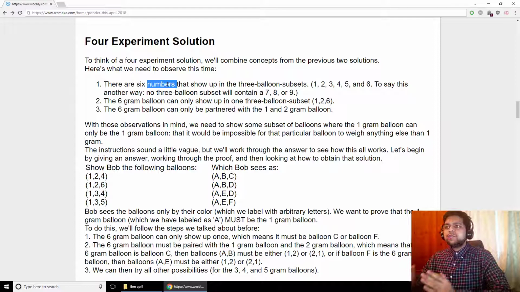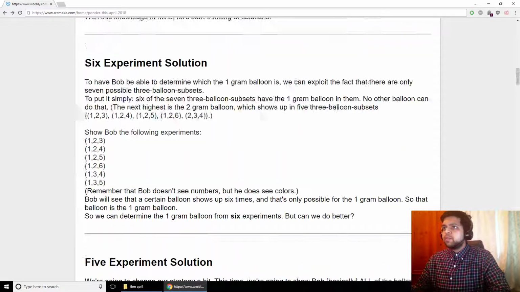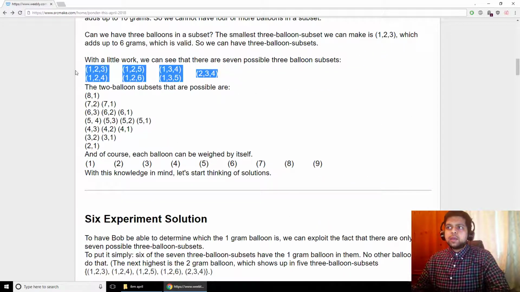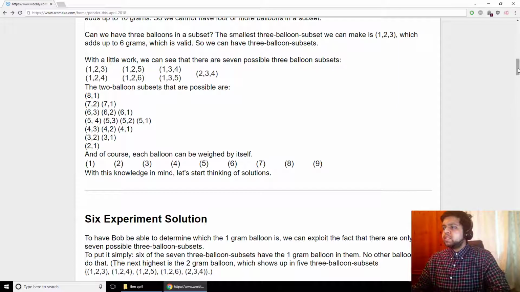And to find this out, we're going to combine some of the concepts that we used in the previous 2 solutions. So the first observation that we're going to make is that in the 3 balloon subsets, you remember the 3 balloon subsets, these are them right here, which is what we're going to use for this particular set of experiments. There are only 6 numbers that show up. You can see that 1 shows up, 2 shows up, 3 shows up, 4 shows up, 5 shows up, and 6 shows up. Those balloons show up in the 3 balloon subsets that are possible.